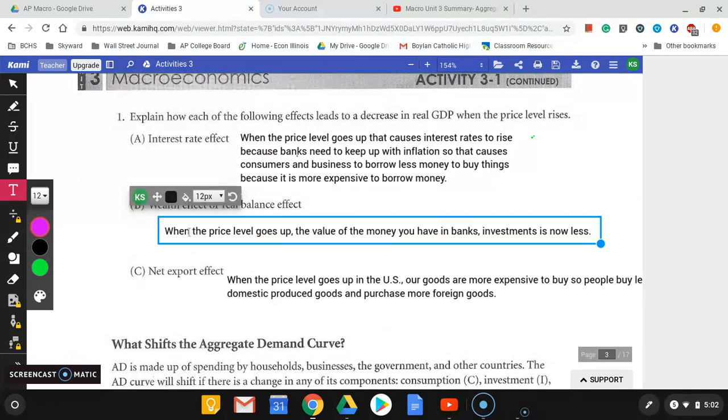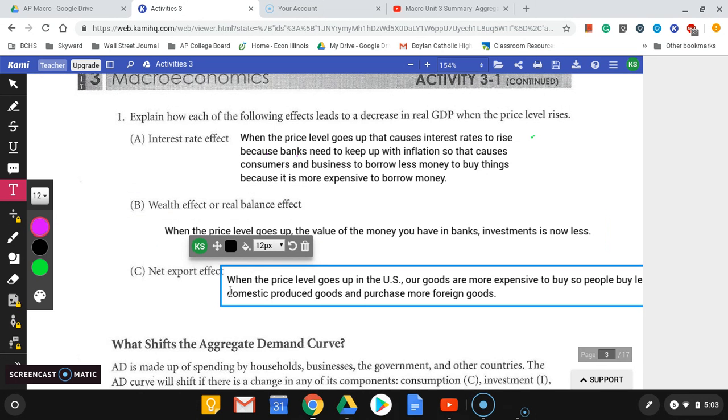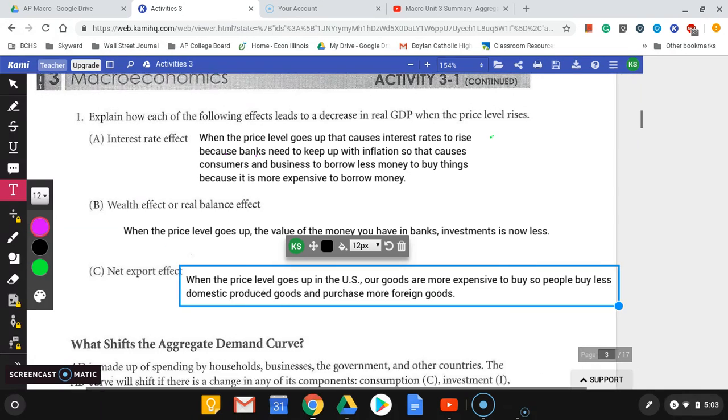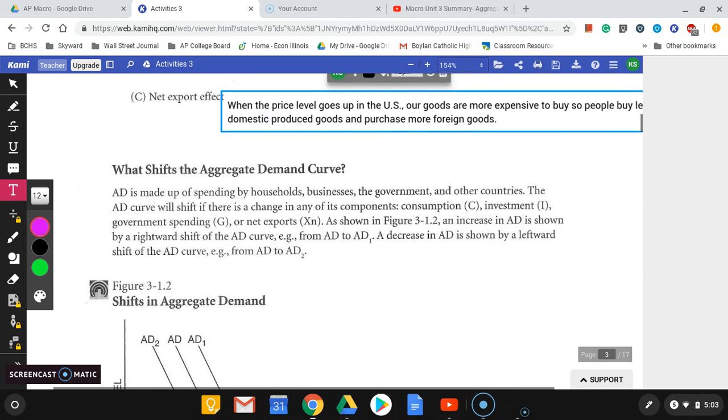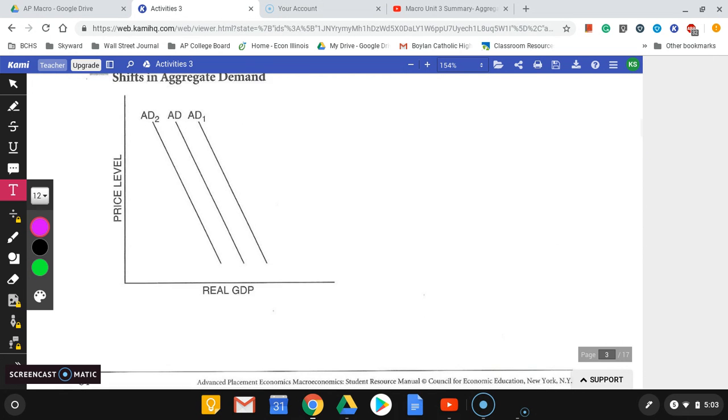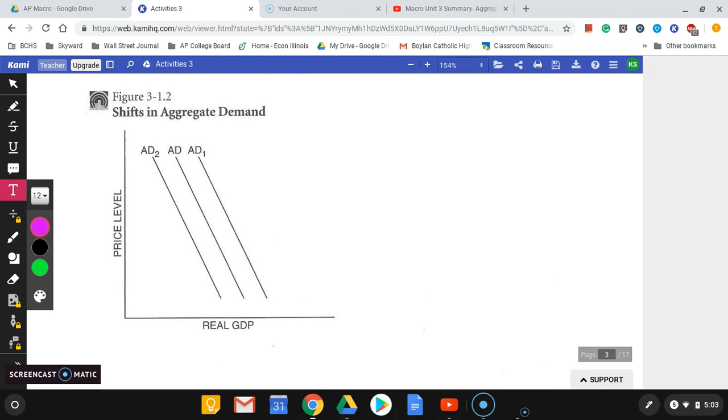The wealth effect says that when the price level goes up, the value of money that you have in banks and investments is now less. So that's the second reason that AD is downward sloping. And the third reason refers to what we call the net export effect. When the price level goes up in the United States, our goods are more expensive to buy, so people are going to buy less domestic goods that are produced here in the US, and they're going to purchase more foreign goods.